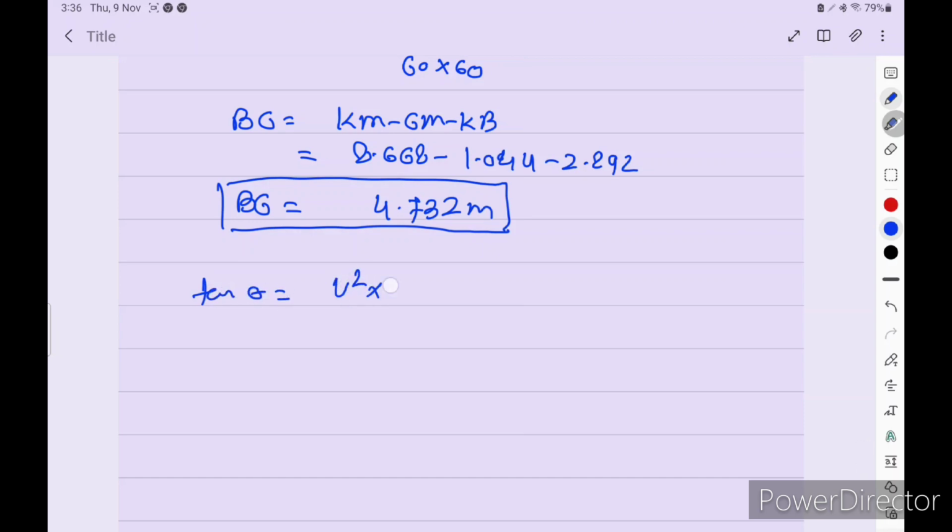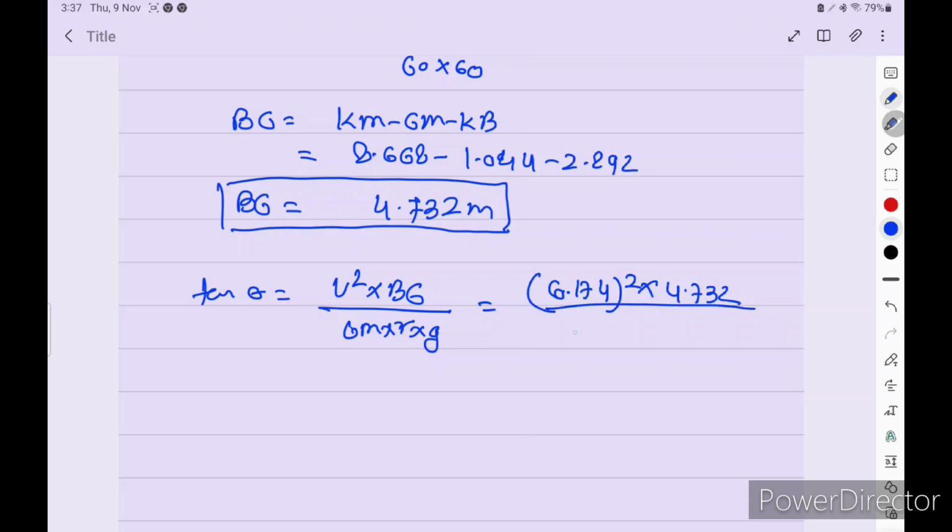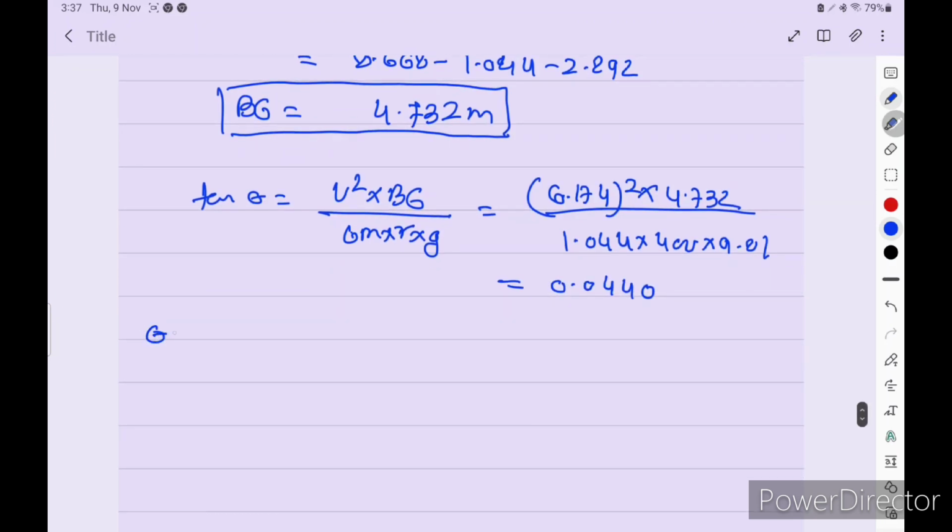Tan theta is equal to V square into Bg upon GM into R into g. So 6.174 square into 4.732 divided by 1.044 into 400 into 9.81 is equal to 0.0440. So the tan inverse theta is equal to 2.52.